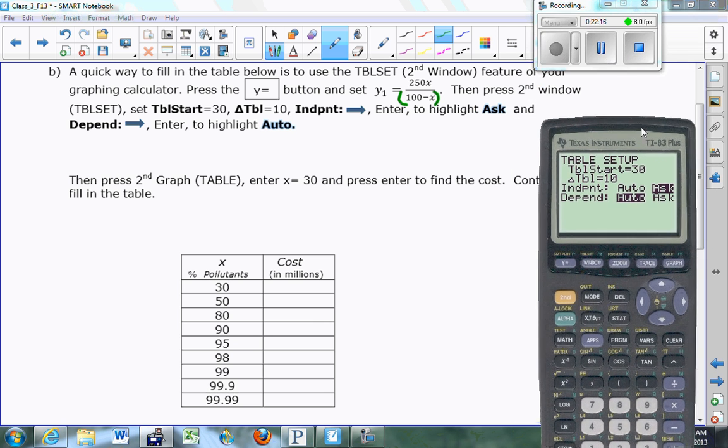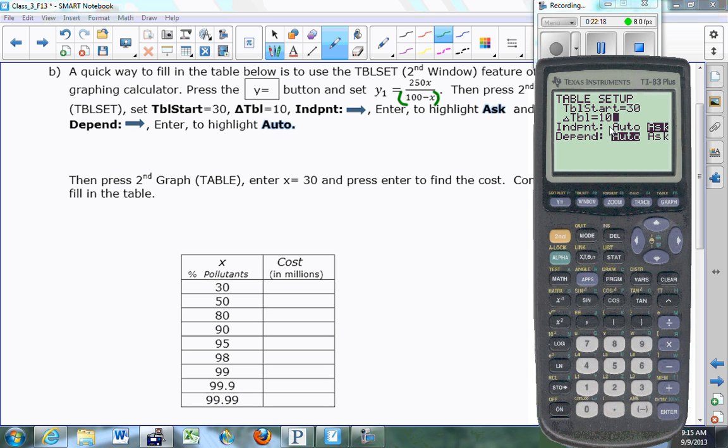Enter to highlight ask. So notice I'm going to enter ask. And what that means is I'm going to ask it to calculate 30, 50, 90, 95. If you do auto, let me show you what happens if you do auto. And then dependent is going to be auto.